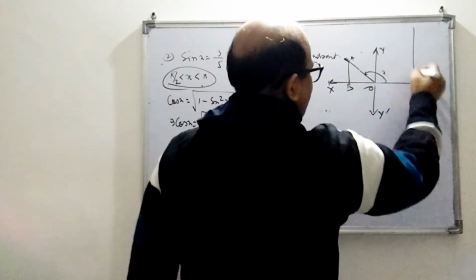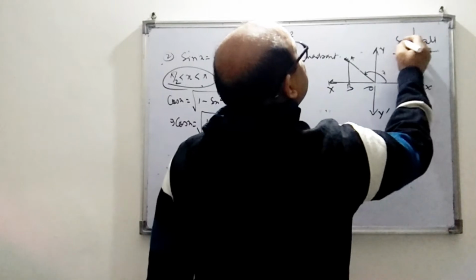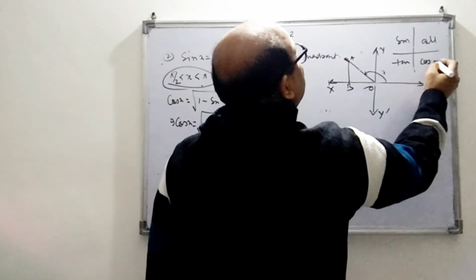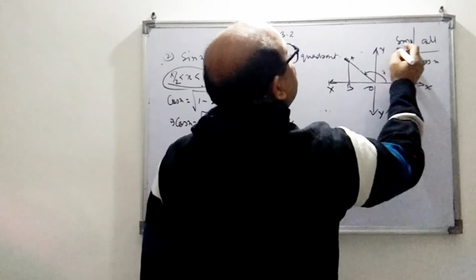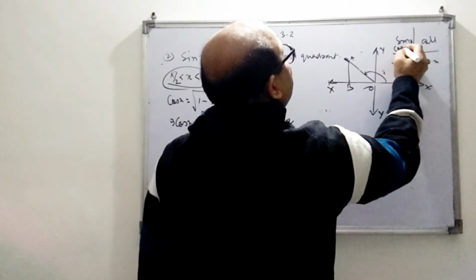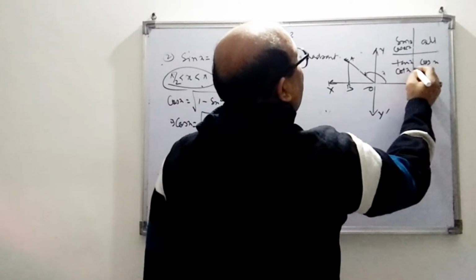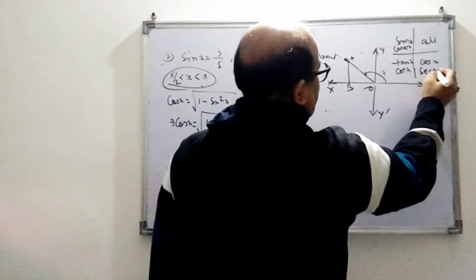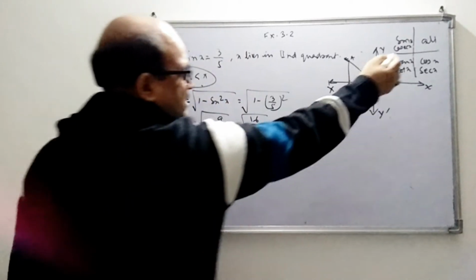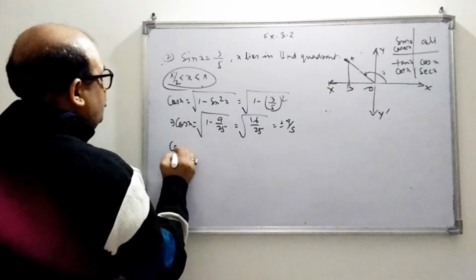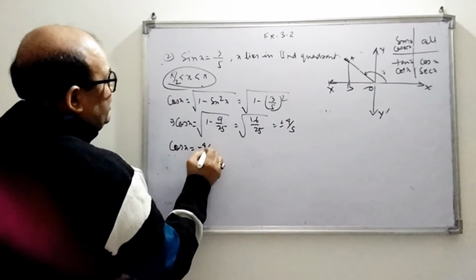I told you: in the first quadrant all sin, tan, cos are positive. Here sin and cosec are positive, others negative. Tan and cot are positive, others negative. Cos and sec are positive, others negative. So in the second quadrant cos is negative. So which value will I take? I will take cos x equal to minus 4 by 5.